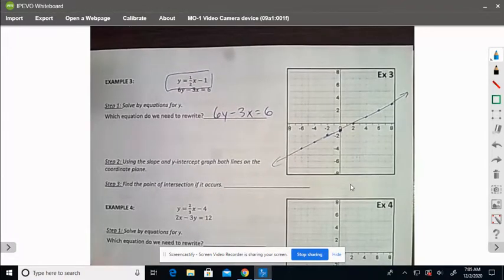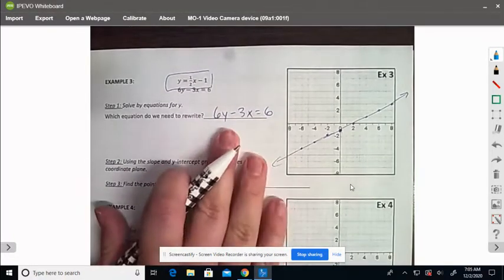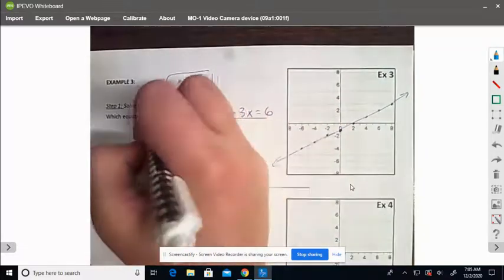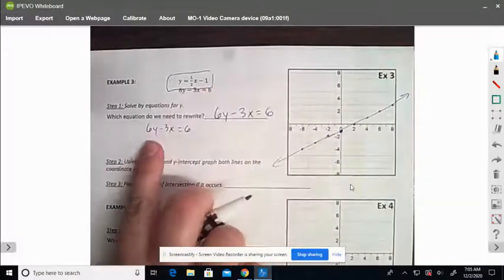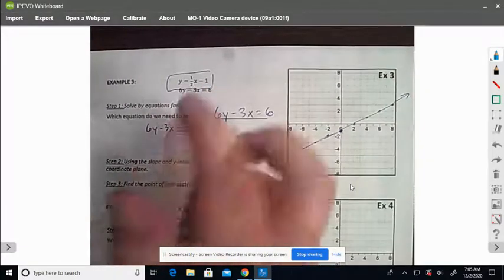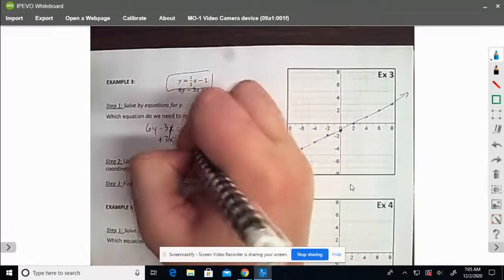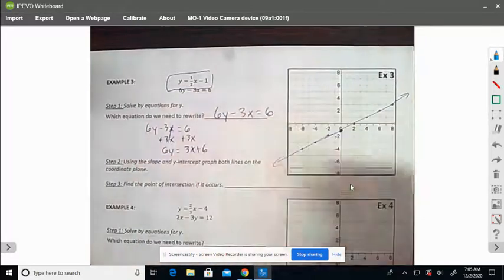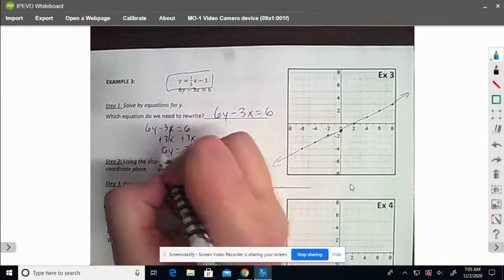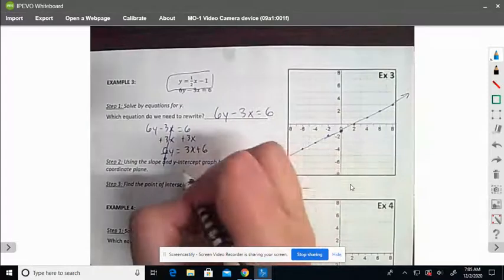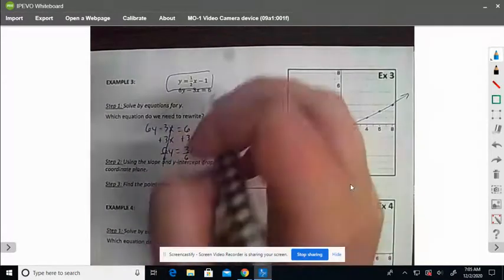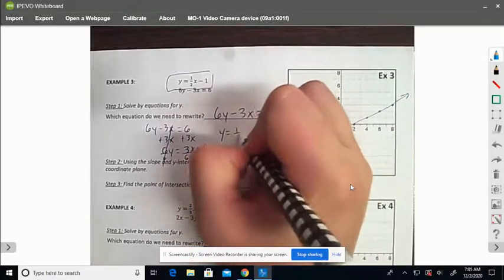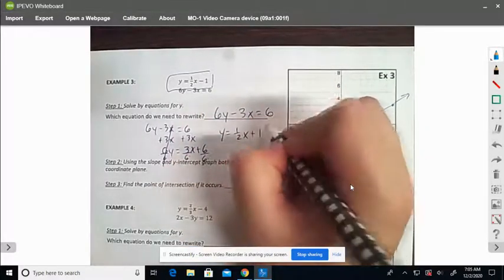Using the slope-intercept form now, first I've got to rewrite this equation. The first thing I'm going to do is get this y by itself, so I'm going to move this 3x over by adding it, because it's negative. So now I have 6y equals 3x plus 6. My last step here is to divide by 6. I sometimes write it like this just to remind myself that it has to be divided into both things. So now I have 3 over 6, which is a half, and 6 over 6, which is 1.